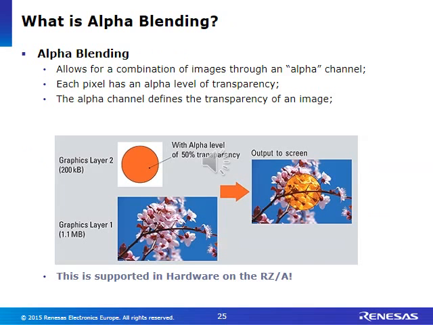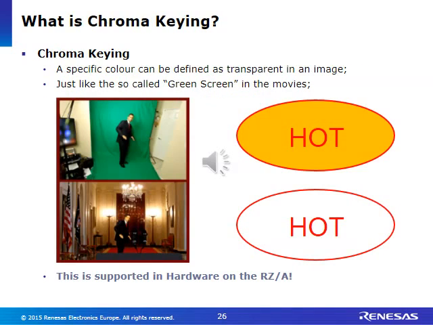What is alpha blending? Alpha blending allows for a combination of images through an alpha channel. Each pixel has an alpha level of transparency. The alpha channel defines the transparency of an image. This is supported in hardware on the RZA. What is chroma keying? With chroma keying, a specific color can be defined as transparent in an image, just like the so-called green screen or blue screen in the movies. This is supported in hardware on the RZA.